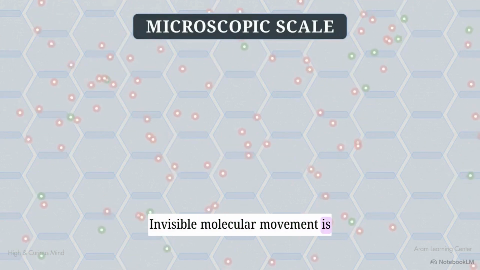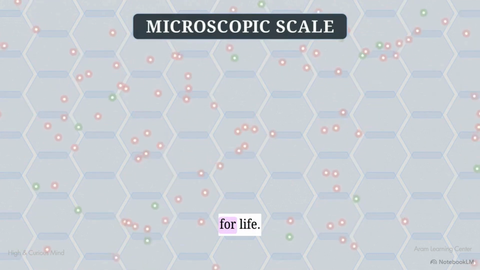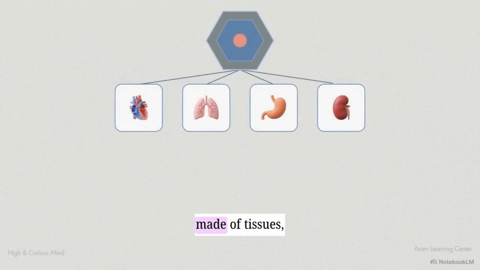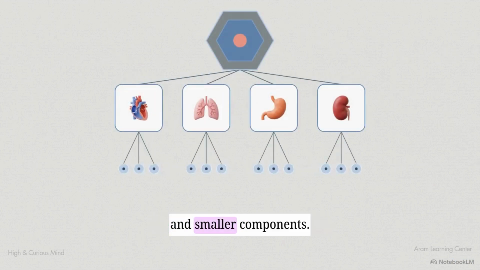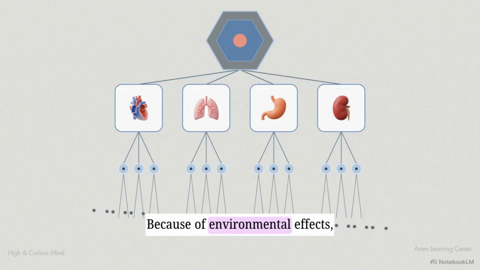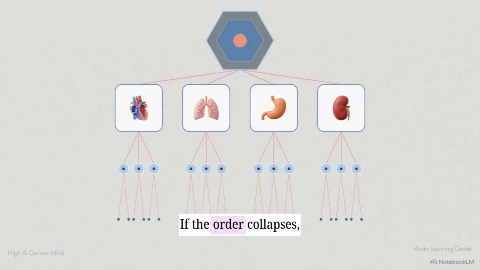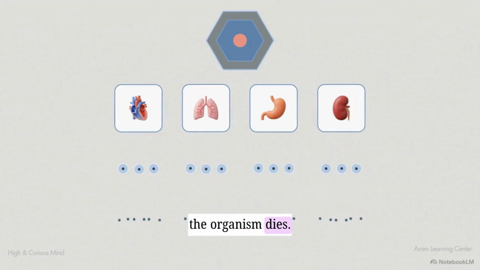Invisible molecular movement is a strict biological requirement for life. Living organisms are highly organized structures made of tissues, cells, and smaller components. Because of environmental effects, this ordered nature is constantly threatened. If the order collapses, the organism dies.